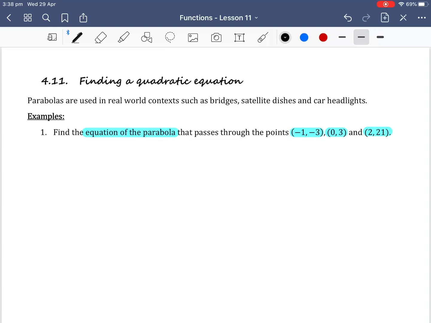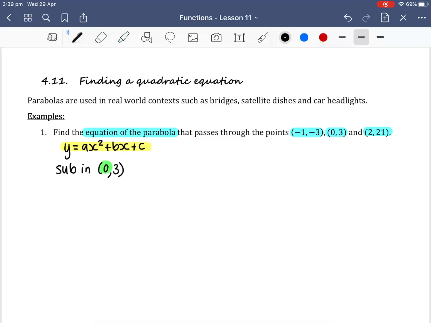We know a parabola is a quadratic function and it has the general form y equals ax squared plus bx plus c. We're going to substitute our points in order to find our equation. The first point we substitute in is the one that has the x value as 0, which is the point (0, 3). That's why we're substituting it in.